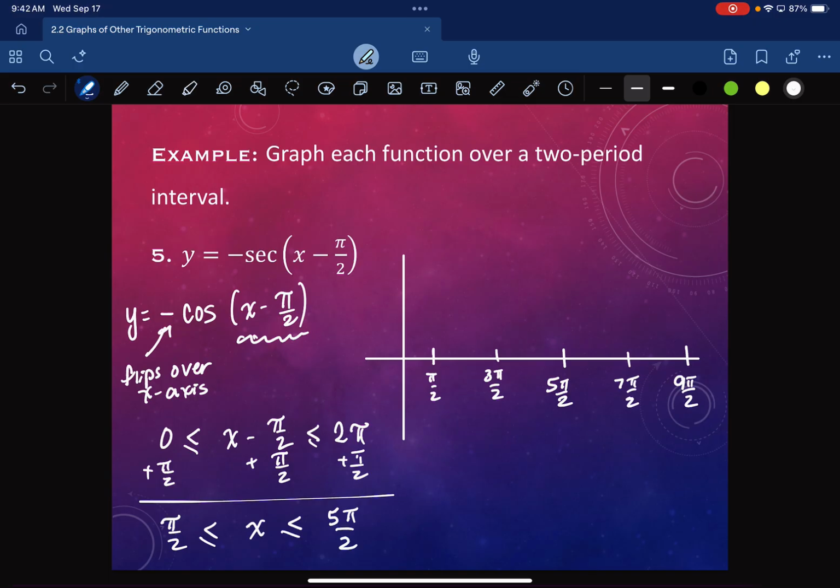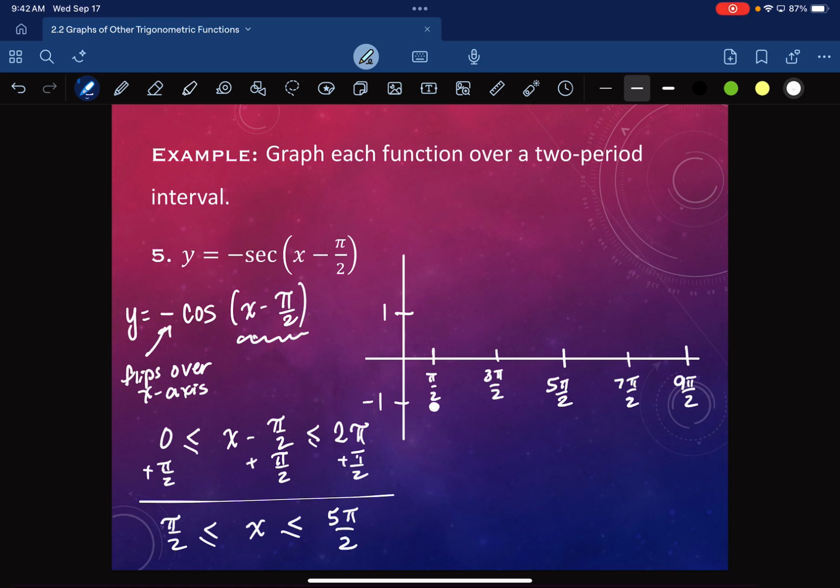Now, here's where things get a little wonky. Cosine typically starts where? At a peak. Oh, we didn't write the amplitude. Our amplitude's just 1, so let me draw those in. My bad. Okay, so our cosine normally starts at a peak, right? But this had a reflection, so it's going to start at a valley. So at pi over 2, I'm actually down here beneath the x-axis.